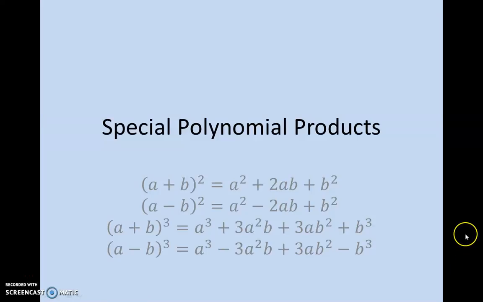Hi everyone. So we are going to take a quick look at how we work with finding special polynomial products. You can see below here how we have a few different products that we're going to learn the patterns of how to write out their products. So we have binomial squares. These are binomials that are raised to the second power, so we're squaring them. And then binomial cubes. These are binomials that we are raising to the third power.